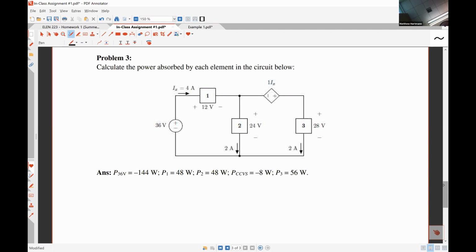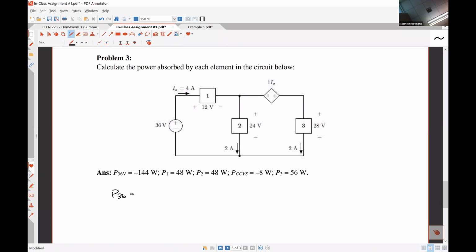So let's see. Let's start with a 36 volt source. I know what the answer is because it's written right above here, but how am I going to get to that? Let's start there. E equals IV, 36 volts, and then 4 amps.